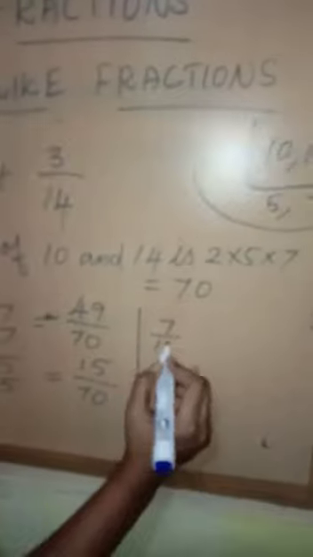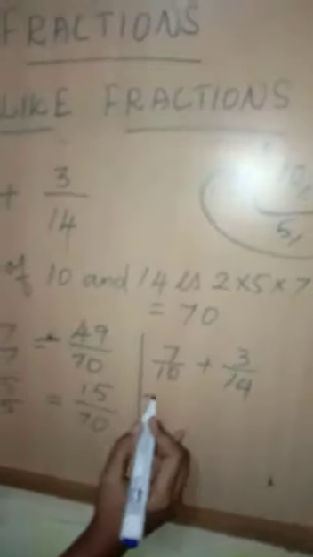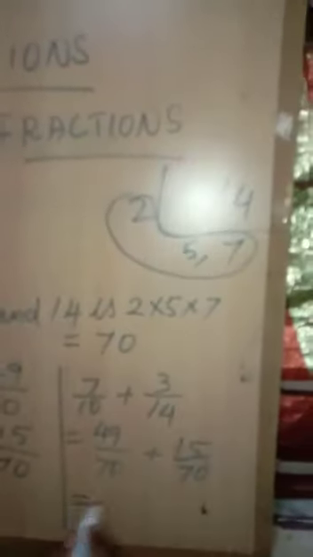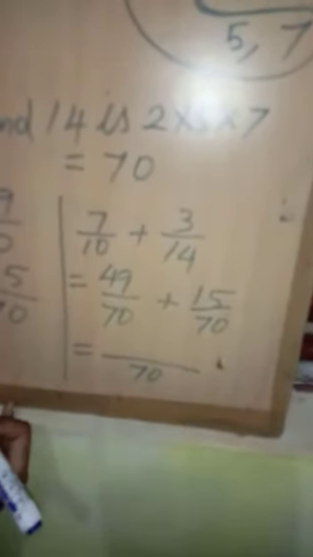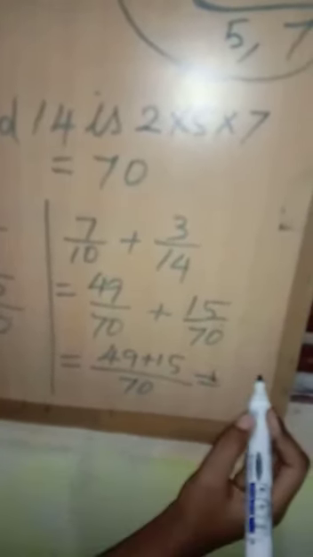Now instead of 7 by 10, what did I get? 49 by 70. Instead of 3 by 14, what did I get? 15 by 70. Now observe the denominator. In both the denominators, we have the same number. 70 only is there. Now we can add the numerators directly because now we have like fractions. So add 49 with 15. 49 plus 15 is 64 by 70. I hope you understood how we have to add unlike fractions.